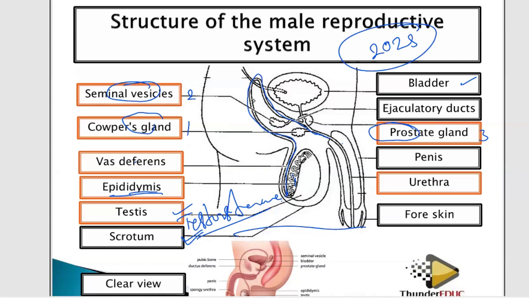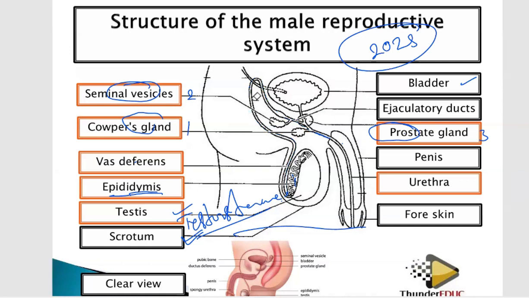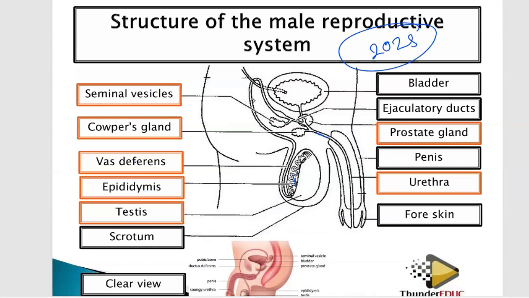Then you have the bladder, which is not a part; it's just to show the locations. The ejaculatory duct is just that part where the urethra joins together with the vas deferens. Then you have the penis. Even if I don't ask you the function, everyone knows the function of a penis. Basically, it's to transport.